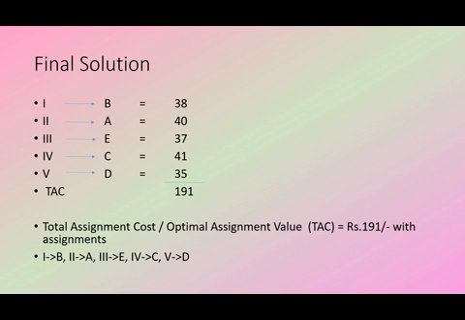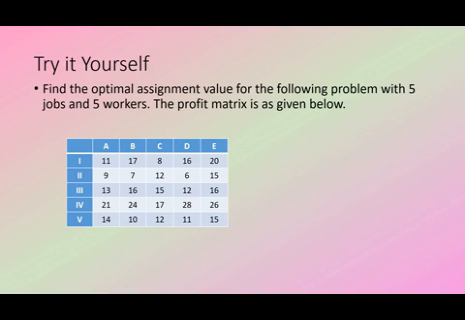Okay, fine. Now it is time to check yourself. Try it yourself problem. So find the optimal assignment value for the following problem with 5 jobs and 5 workers. The profit matrix is given below. What matrix is given? Profit matrix. So what type of problem is it? Maximization type. So you will have to solve this maximization type problem. And where are you supposed to write the answer? Post the answers in the comment section.